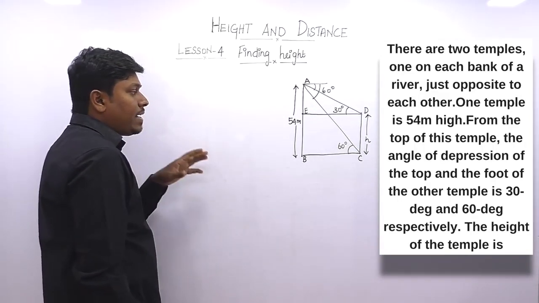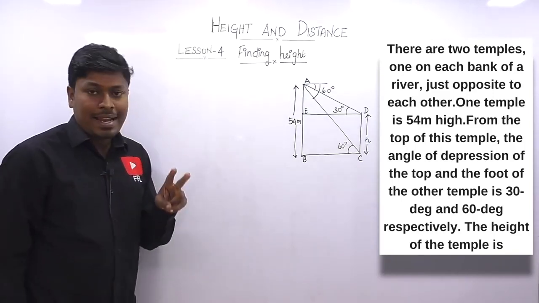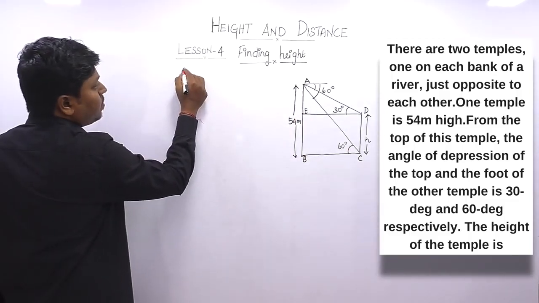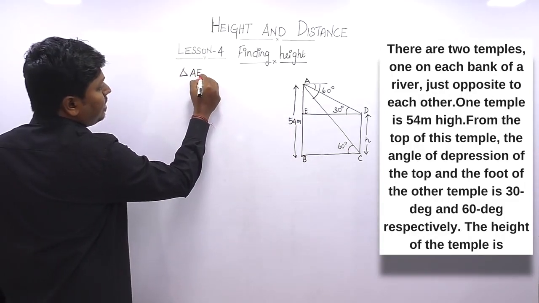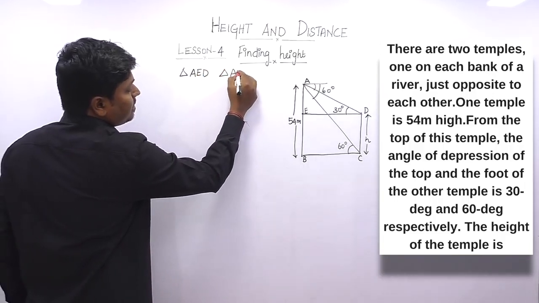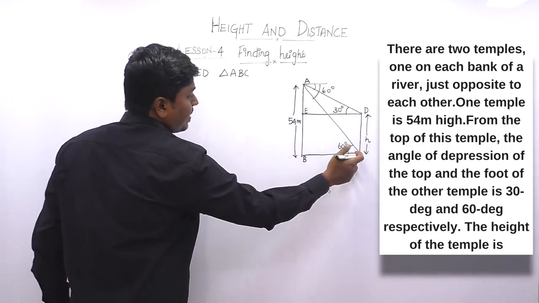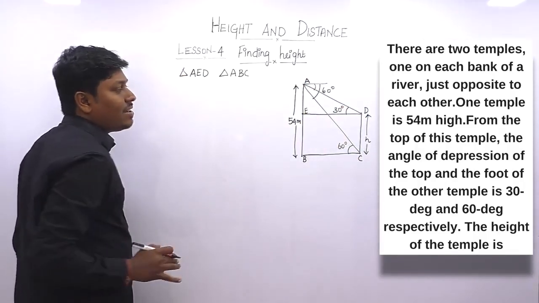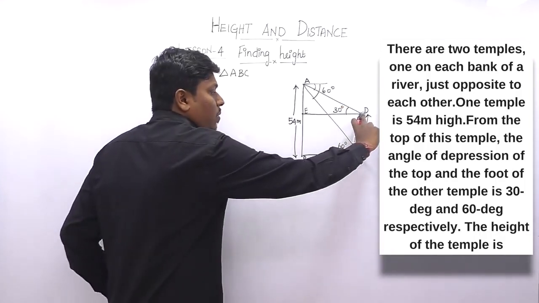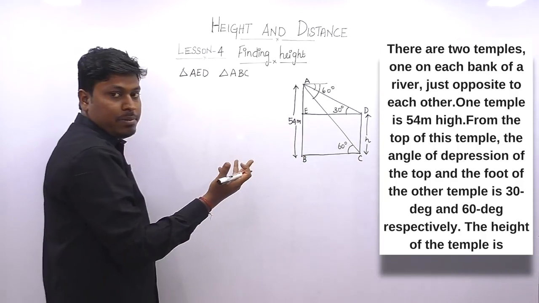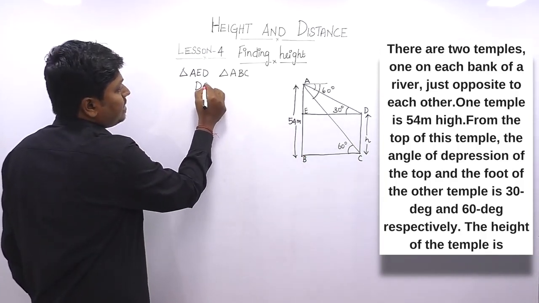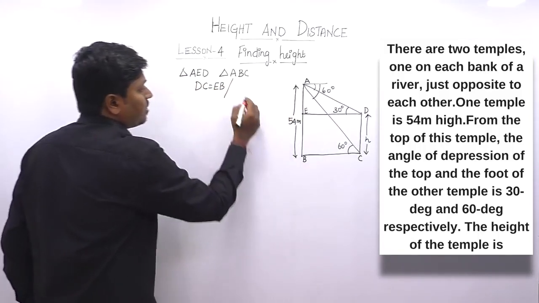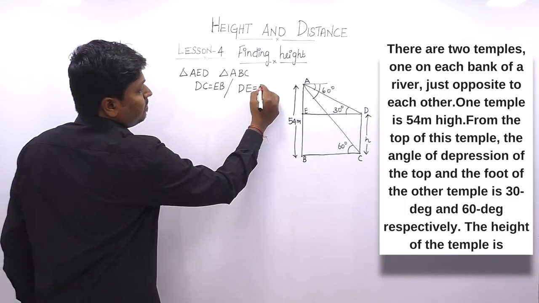So friends, after drawing the diagram, we found that we have framed 2 right angle triangles. Listen carefully, we have framed 2 right angle triangles. One is AED and the second right angle triangle is ABC. In ABC, the angle of elevation is 60 degree. In AED, the angle of elevation is 30 degree. And listen carefully, our target is to find DC. DC is equal to EB, both are the same. Similarly, DE and BC both are the same.